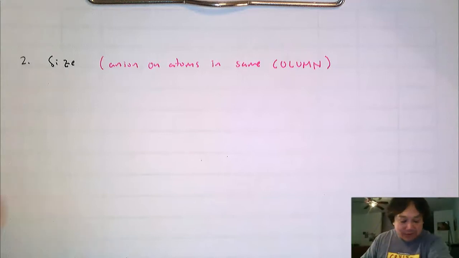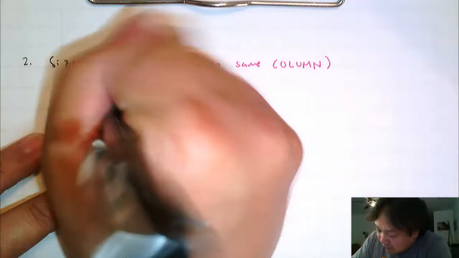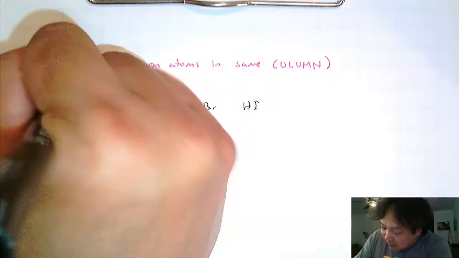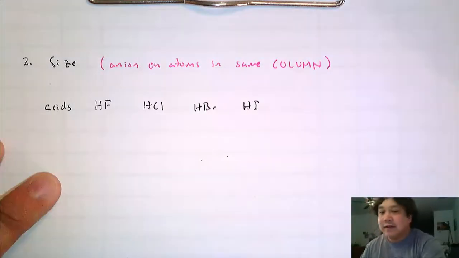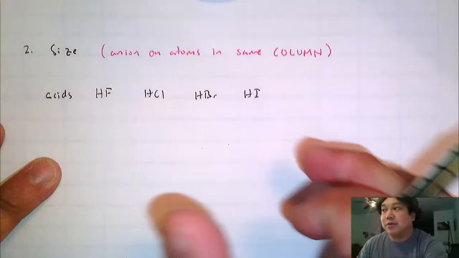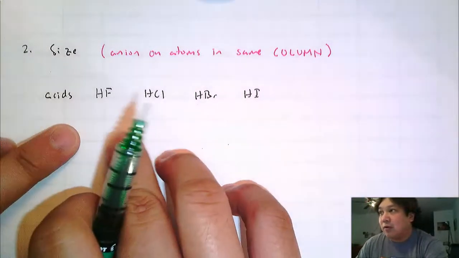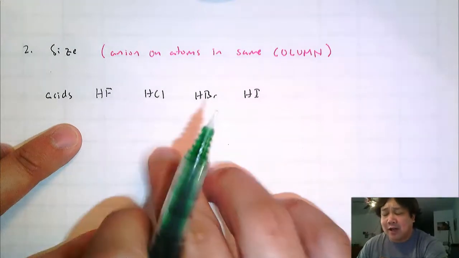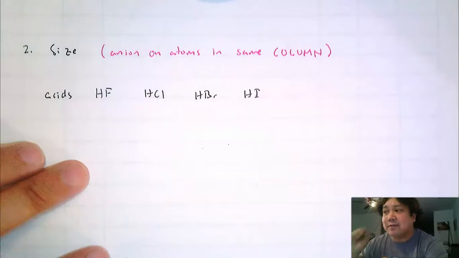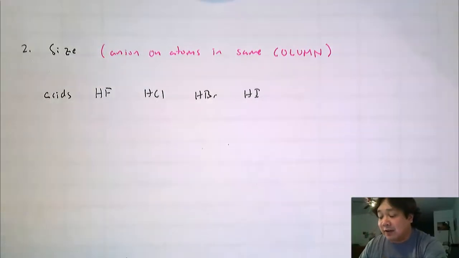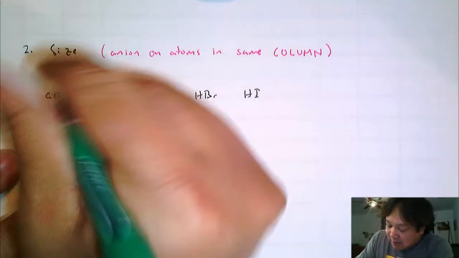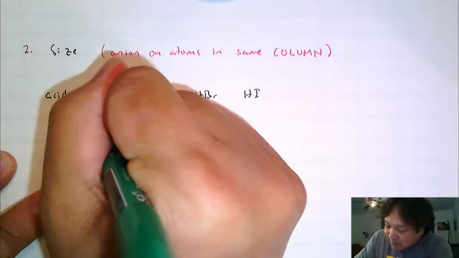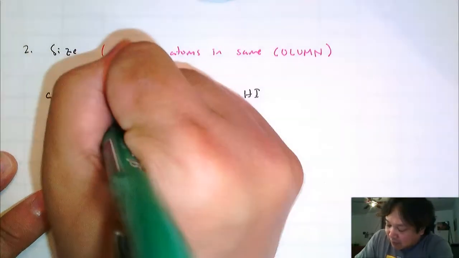Why don't we do this? HF, HCl, HBr, and HI. Again, these are our acids. It's very tempting, especially if this is a multiple choice question, like, pick the choice that shows these acids in order of acidity from highest acidity to lowest acidity. It's very tempting for a multiple choice question just to try to think of it in your head. But take the time to draw out the conjugate bases. It will definitely help you avoid any errors.